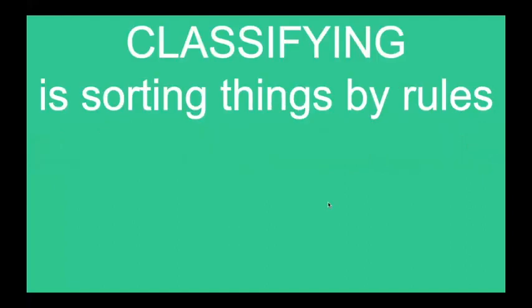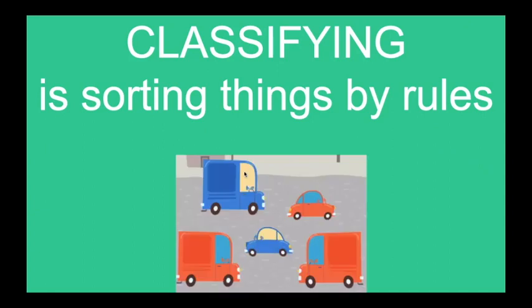Classifying. Classifying is sorting things by rules. One more time, we can sort and classify bears and elephants, for example. Also, we can split geometrical objects like triangles and circles into 2 different groups.